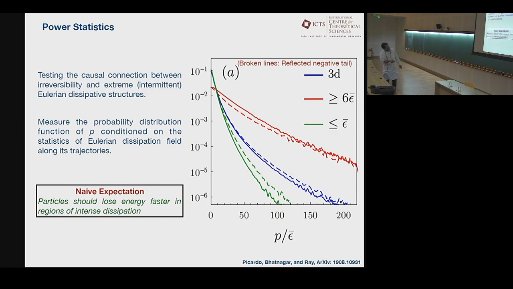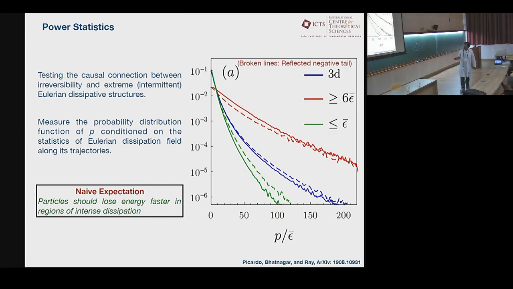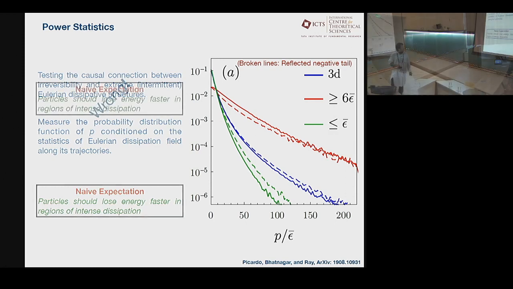If you look at regions where the flow is rather calm, so it's only when the dissipation is less than the mean, then you see the asymmetry goes in the other direction. So the naive expectation, which was born out of all these studies of Hightower and also Rahul, Akshay, and Dhruva's paper, was that particles probably should lose energy faster when they're in regions of rapid dissipation. This is certainly wrong, as far as we could tell.